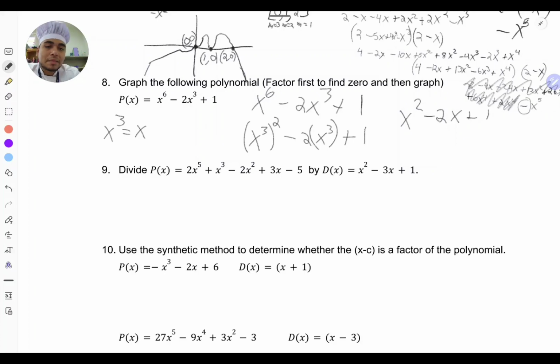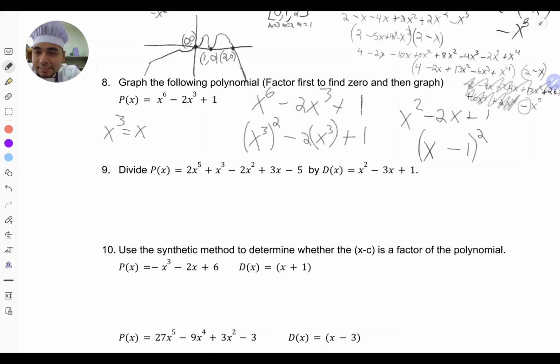Okay? Now with that being said, this is a square, right? A perfect square. So that means that we can just do x minus 1 squared to factor this out. Can we all agree on this? Sorry, not x squared, x minus 1 squared. Okay, x minus 1 squared is equal to x squared minus 2x plus 1, right, to factor this out.